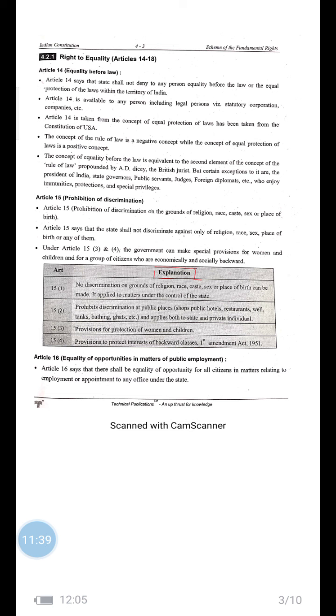Then Article number 16 is the equality of opportunity in matters of public employment. So Article 16 says that there shall be equality of opportunity for citizens in matters relating to employment or appointment to any office under the state.